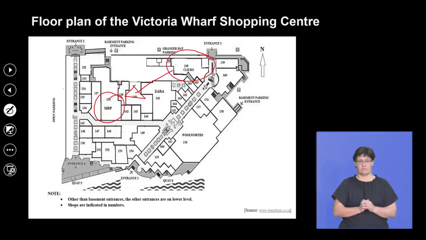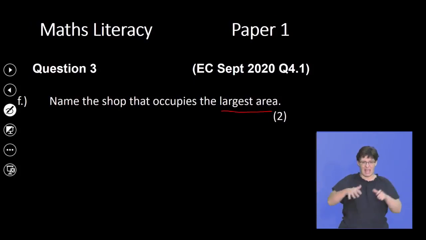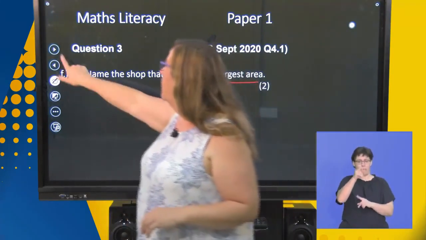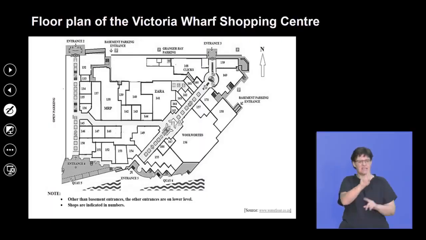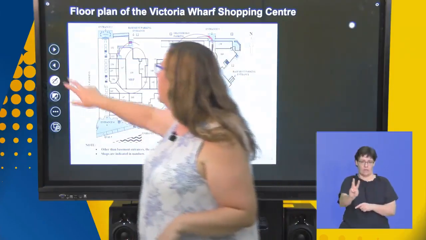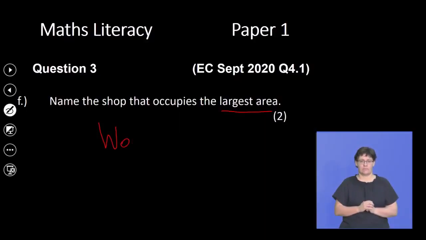Okay. Our next question says, name the shop that occupies the largest area. Now, they just want a name. They haven't asked you to calculate anything, so we're going to look at our map again and see which one has the biggest area, and we can quite clearly see that Woolworths is bigger than Clicks and bigger than Mr. P, and I think bigger than all the other shops as well. So your answer to that will be Woolworths.